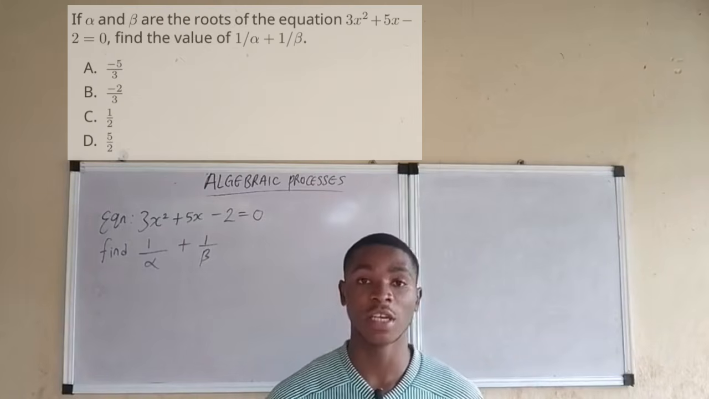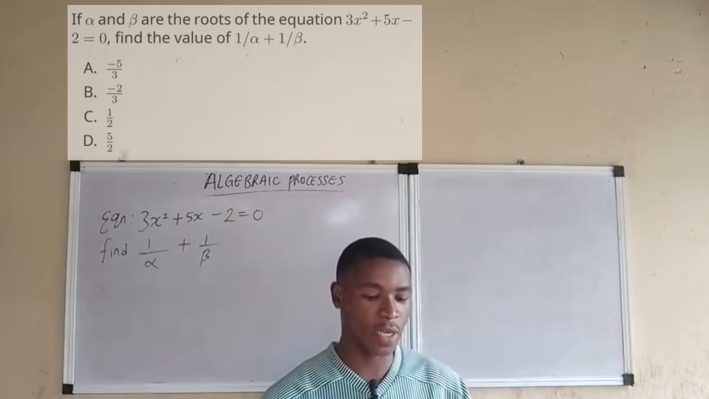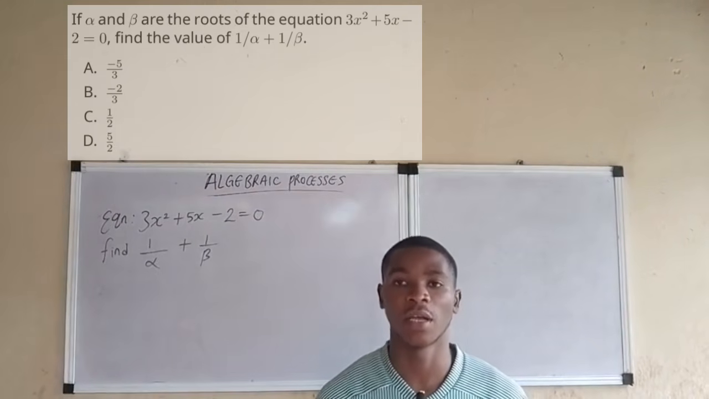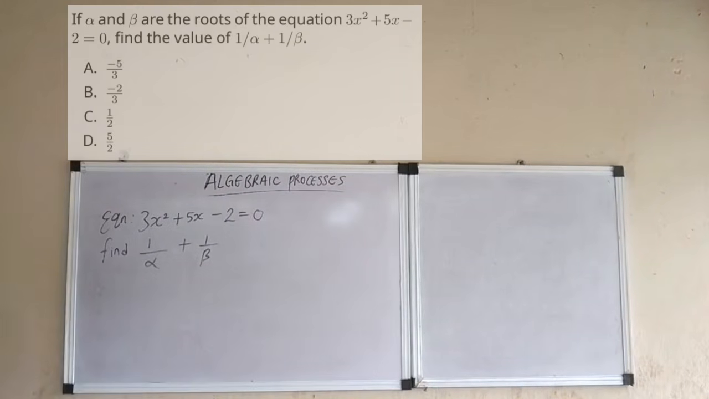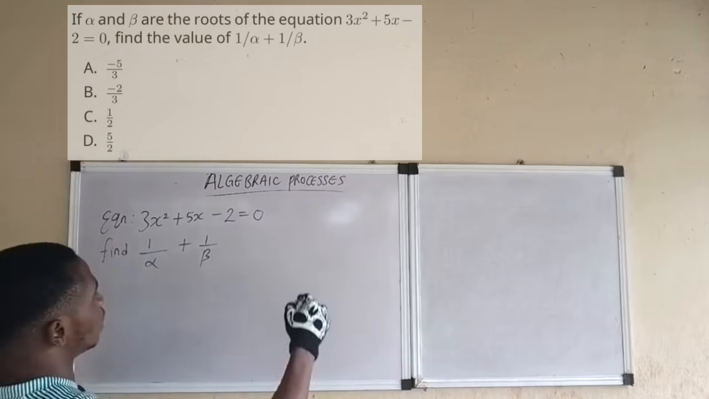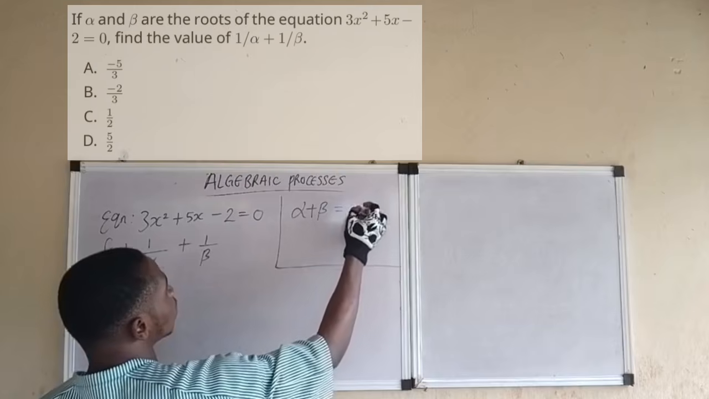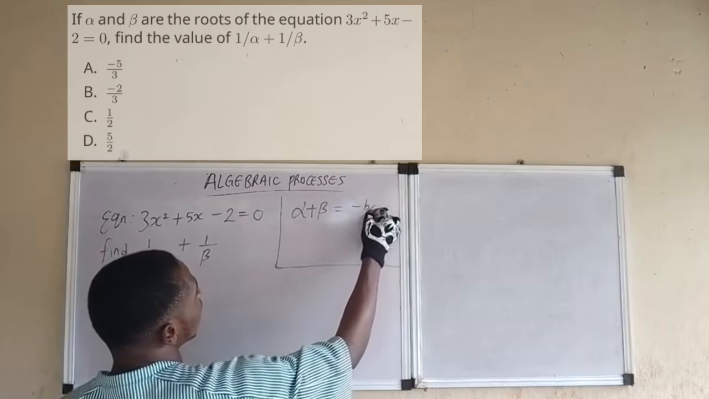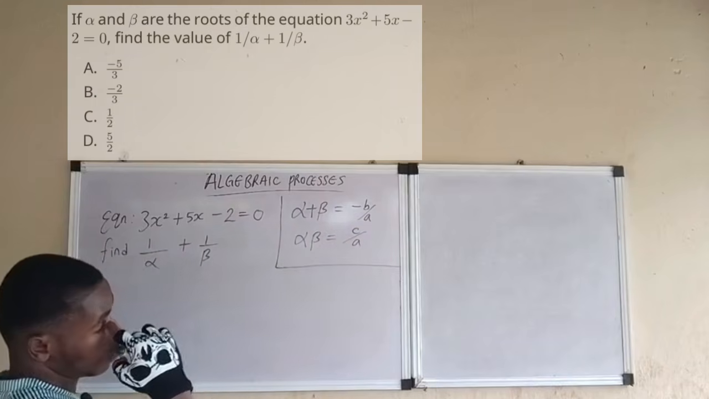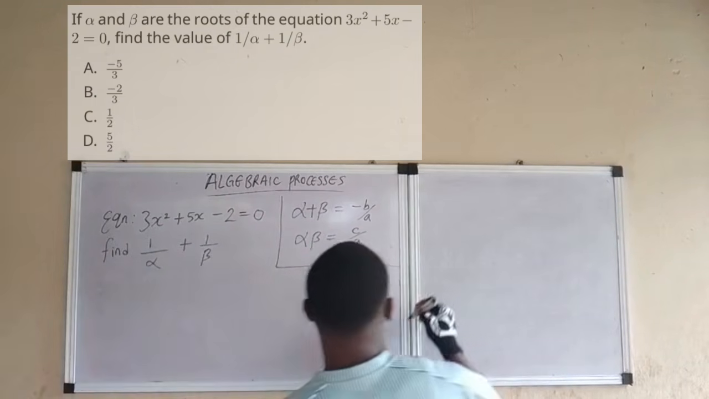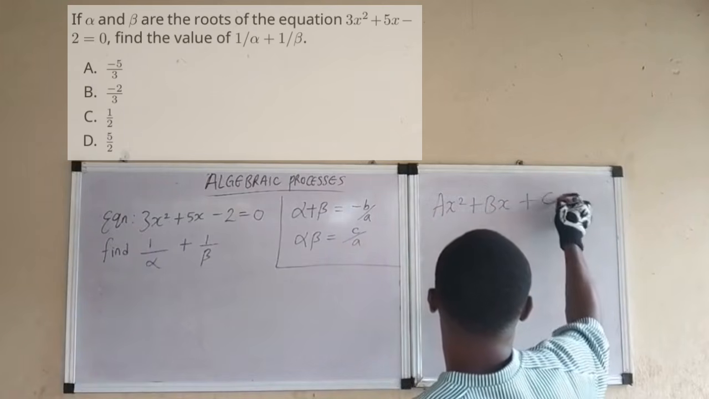This question says, if alpha and beta are the roots of this equation, we are asked to find 1 over alpha plus 1 over beta. Now, there's a simple formula you need to know when it comes to roots of a quadratic equation, okay? Now, take note of these formulas. Alpha plus beta is equal to minus b over a, while alpha times beta is equal to c over a. All right. Now, a quadratic equation is usually given in the format of what? Ax squared plus bx plus c.